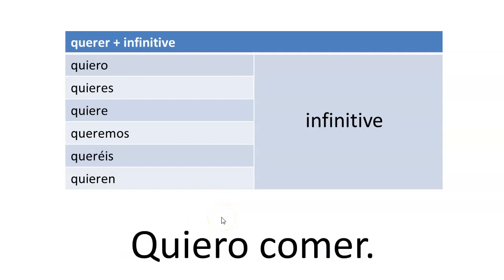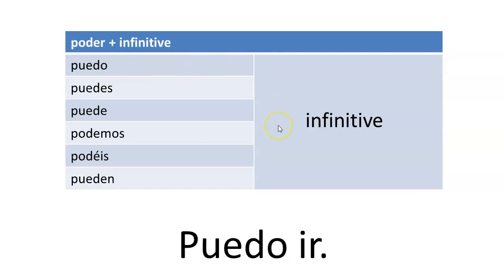Querer, to want. Notice that querer is a stem changer, so E to IE. So to want to do something is querer plus an infinitive. So I want to eat, quiero comer. Again, you can say a lot of different things as long as you know infinitives. I want to practice, quiero practicar. I want to learn, quiero aprender. I want to go, quiero ir, and so forth and so on.